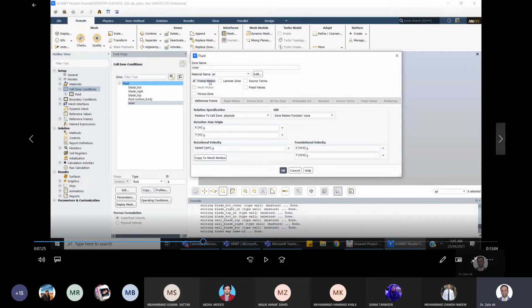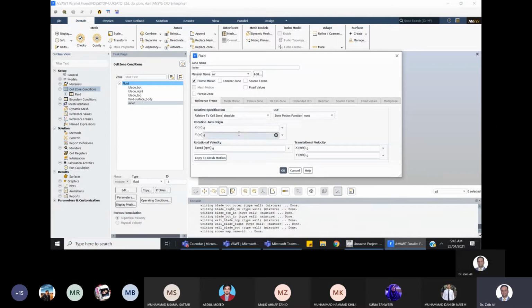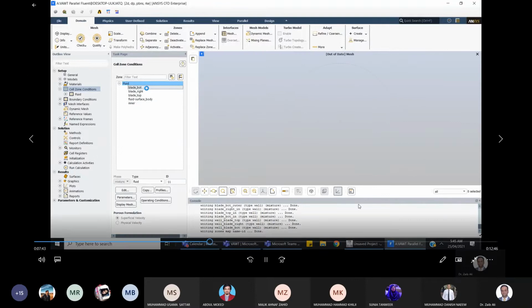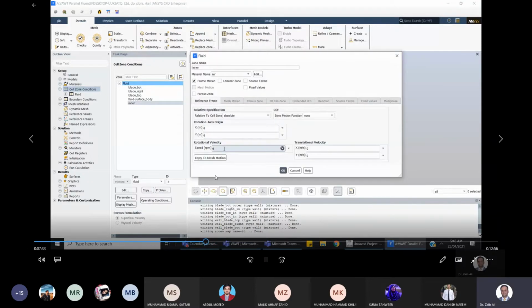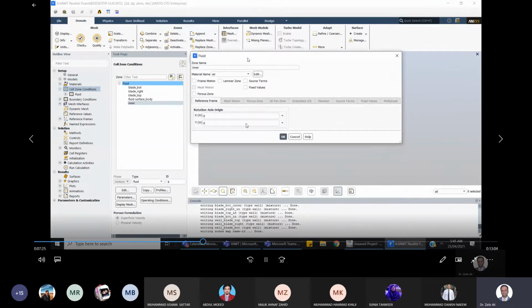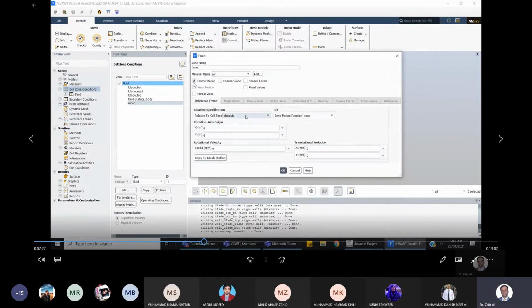Here, have a look at how we prescribe the motion. First we have selected the inner zone, which is the hub zone, and we are giving it a rotational velocity of 40 rpm. That's it. And if you look here, I go back. How did we start it off? For the inner zone, you click on frame motion, that is, you are prescribing that it's moving. And relative to cell zone, you are giving an absolute velocity of 40 rpm. That's it.